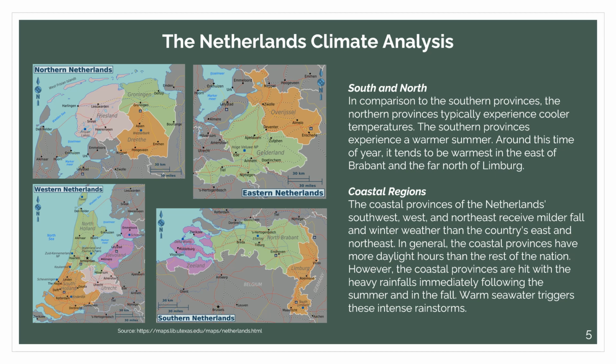In general, the coastal provinces have more daylight hours than the rest of the nation. However, the coastal provinces are hit with heavy rainfalls immediately following the summer and in the fall. Warm seawater triggers these intense rainstorms.